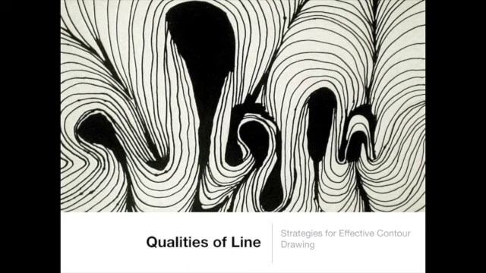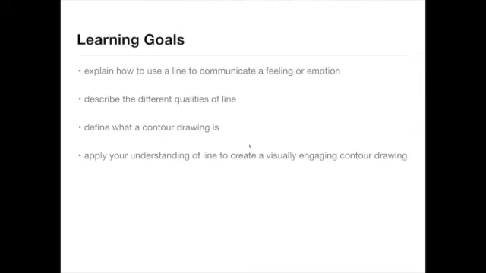So we're going to switch over here, take a look at our presentation, and our primary learning goals for today are going to be the following. Number one, we need to understand that lines have the ability of making connections between what we see and emotions that we are feeling, and that artists will purposefully use various elements and the qualities of line or types of line in order to try and evoke a specific feeling or emotion in their audience.